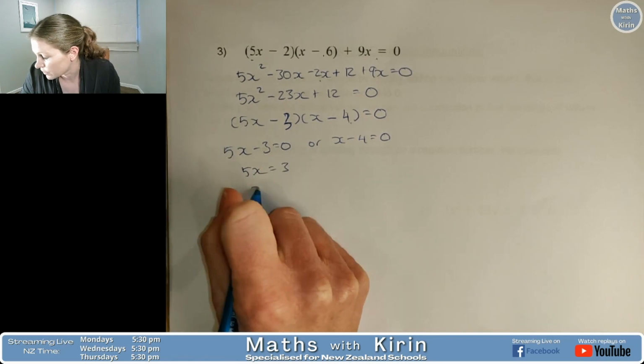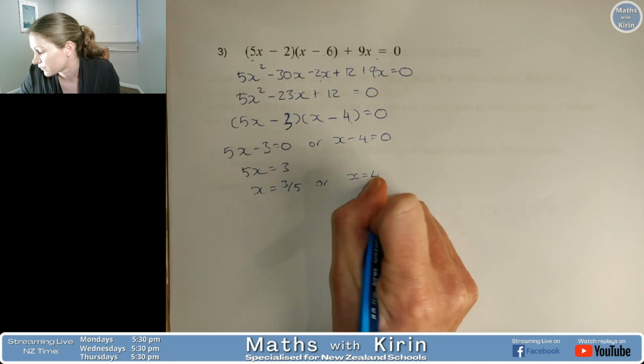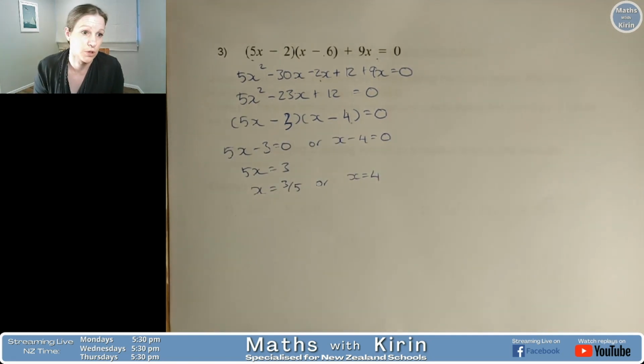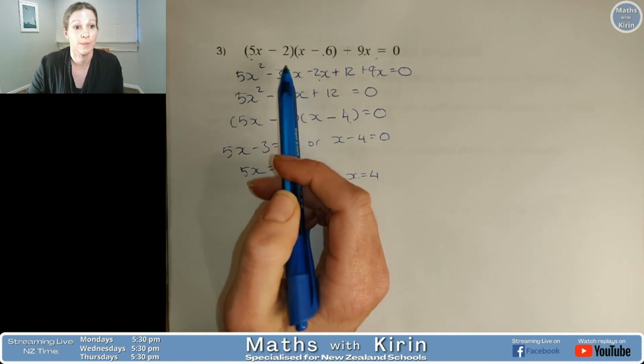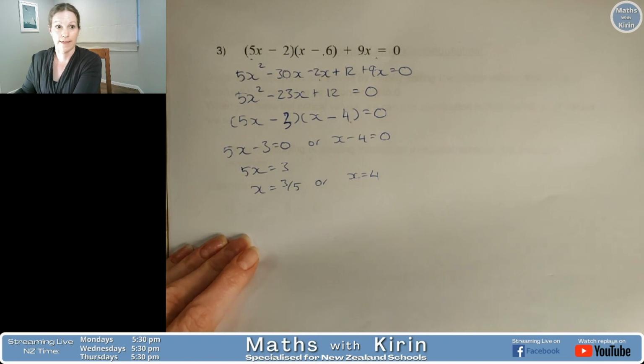5x is 3, which means x will be 3 over 5, or x is equal to 4. Okay, so again, two solutions, 3 over 5 or 4. So that's solving quadratic equations. Make it equal to 0, factorise, make each factor equal to 0, and solve for your two solutions. Sometimes you might need to do some expanding and simplifying in that process, but that's how that works.